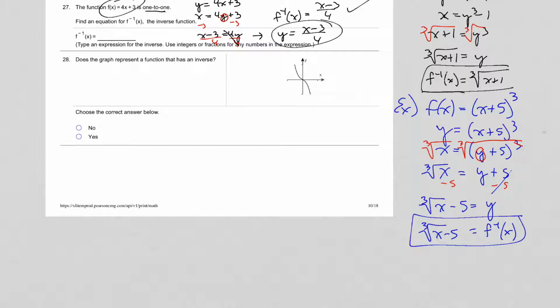Okay. Well, number 28, does a function have an inverse? We have the picture, so we're going to use the horizontal line test. As you can see, this passes. Okay, this does have an inverse. If it fails, then it does not have an inverse.